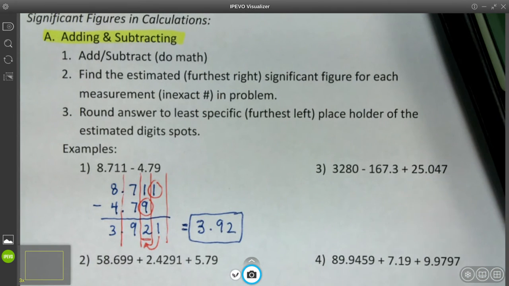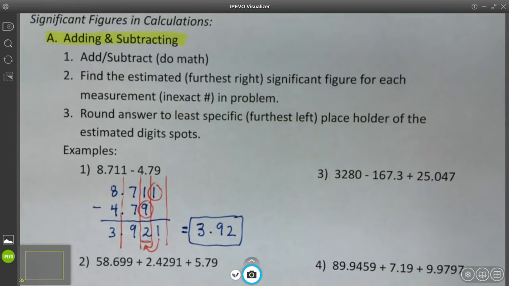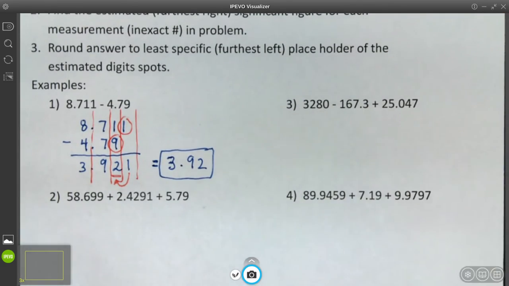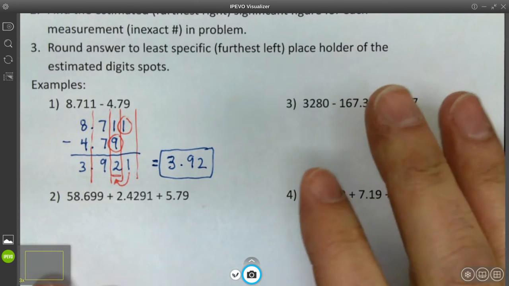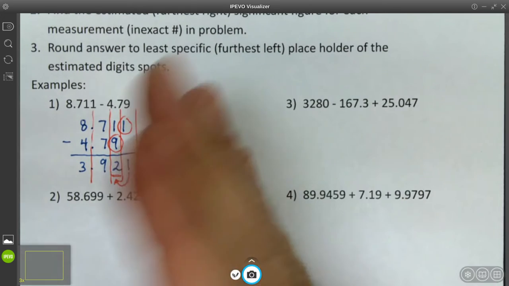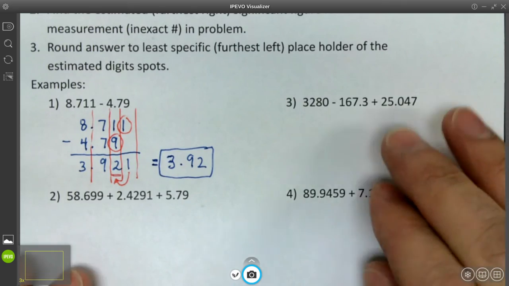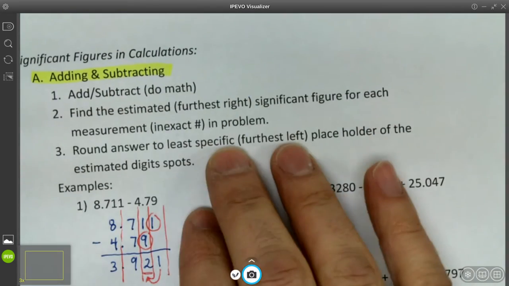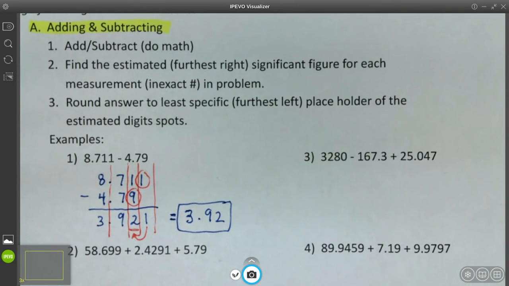Okay. All right. I'm going to go to number 3 first because 3 has something that I want to show you guys, and then we'll work on these. So in number 3, there's both subtracting and adding. You can do it all at one time and round at the end because the rule for adding and subtracting is the same.